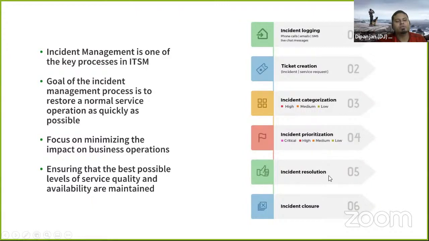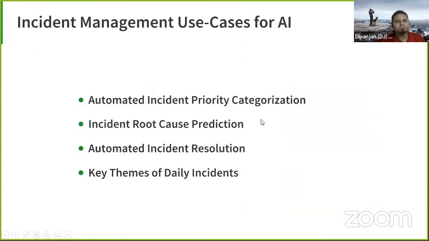And once the right root cause has been identified and the right solution has been identified, the problem is resolved and then it is closed. So as you can see, there are many bottlenecks in this, and the whole idea is, can we leverage natural language processing in some of these bottlenecks to automate it? So what are the AI use cases which can be used or which can be potentially looked at for automating incident management? One thing is the priority or the root cause categorization or prediction.